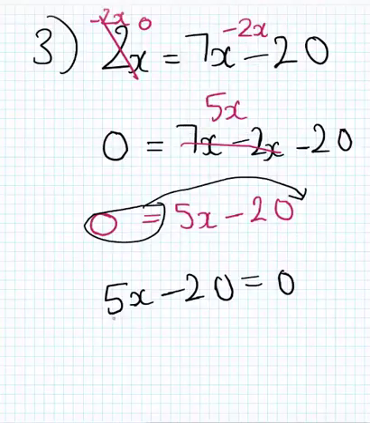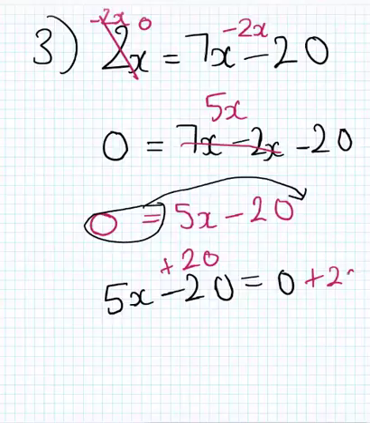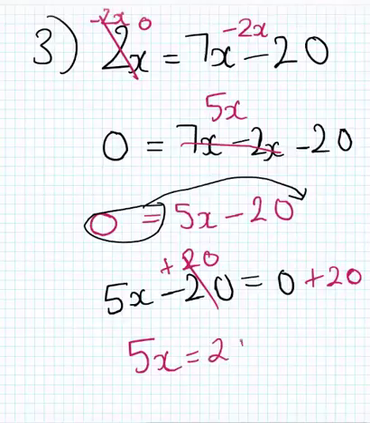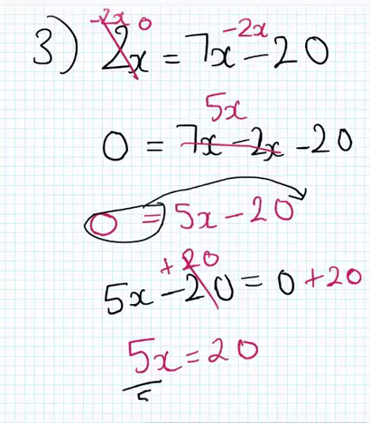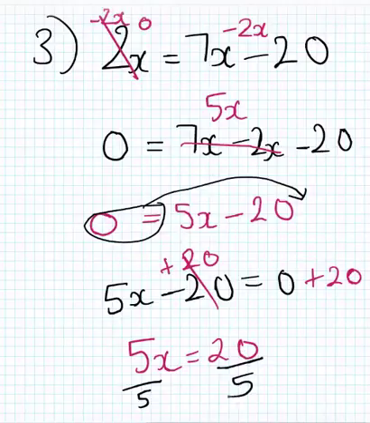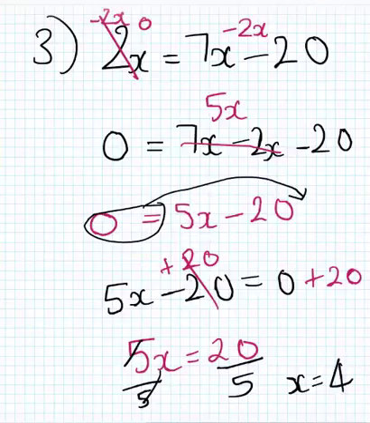And now there are two more steps involved. We have a minus 20 and a 5. And we know the minus 20 goes away first. So plus 20 and plus 20 on this side. That cancels out. And we have 5x equals 0 plus 20, which is just positive 20. And our final step is to divide by 5. Divide by 5. That cancels out. So x will equal 20 divided by 5, which is 4. And there we go.